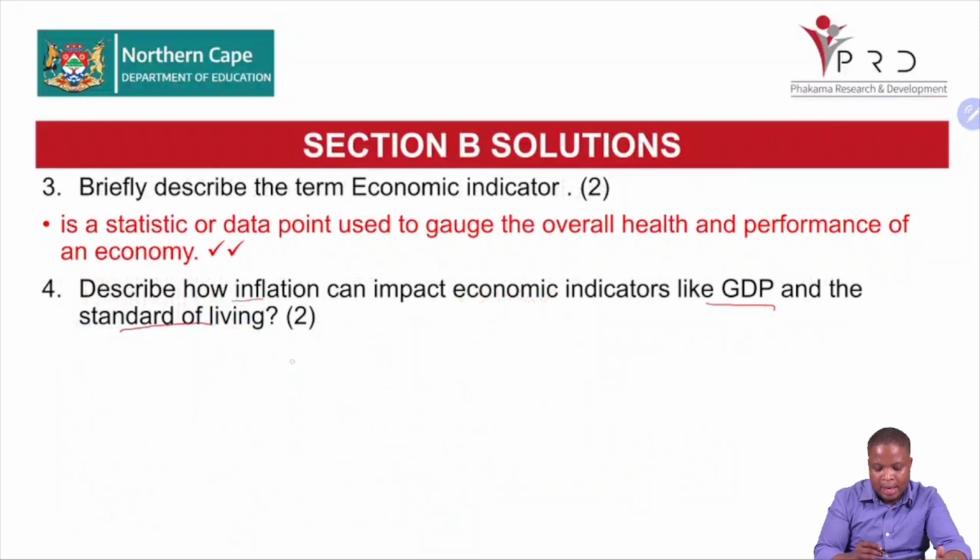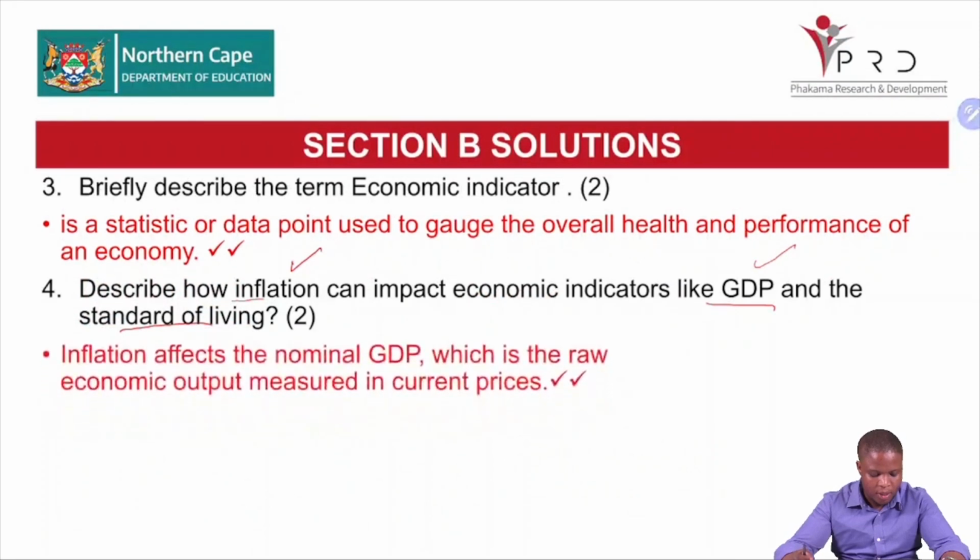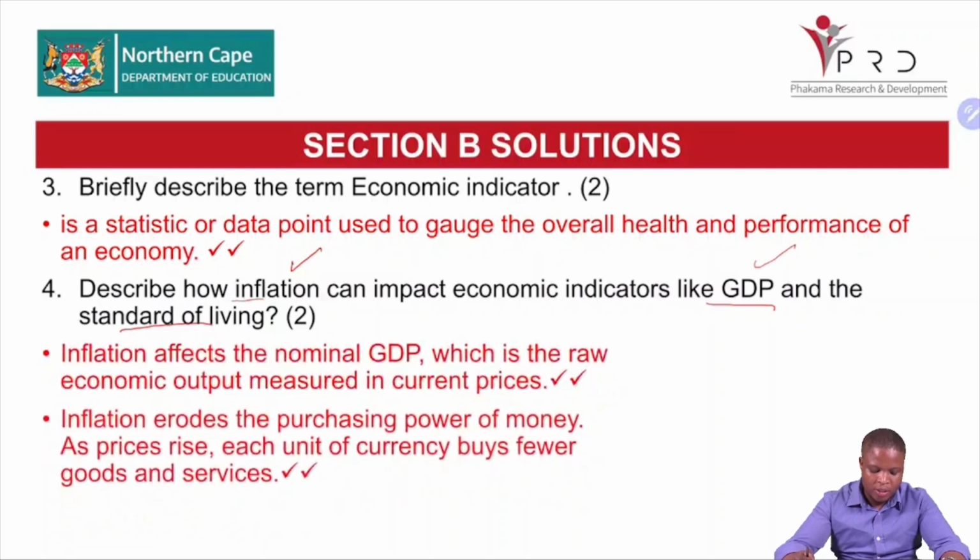So you look at the impact. Inflation, prices are increasing. What happens to GDP? What happens to the standard of living? Right. Sometimes when prices are increasing, it may discourage producers to produce, then there will be less production, and GDP is what? It's the total production, right? And then the standard of living, when inflation is high, it means that our purchasing power is less, we cannot afford, then the standard of living will also decrease. Right. Inflation affects the nominal GDP, which is the raw economic output measured in current prices. Inflation erodes the purchasing power of money. As prices rise, each unit of currency buys fewer goods and services.